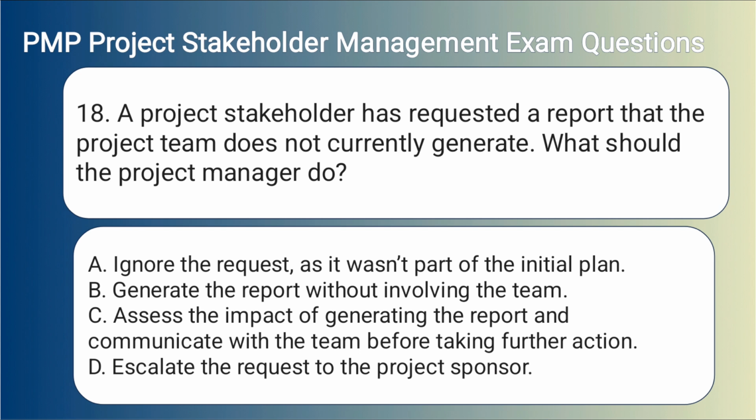18. A project stakeholder has requested a report that the project team does not currently generate. What should the project manager do? A. Ignore the request, as it wasn't part of the initial plan. B. Generate the report without involving the team. C. Assess the impact of generating the report and communicate with the team before taking further action. D. Escalate the request to the project sponsor.